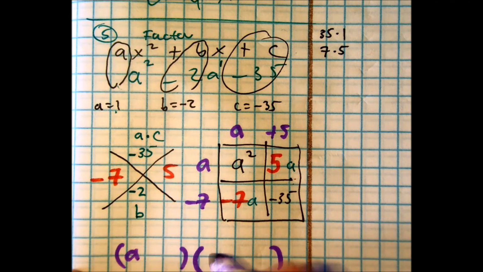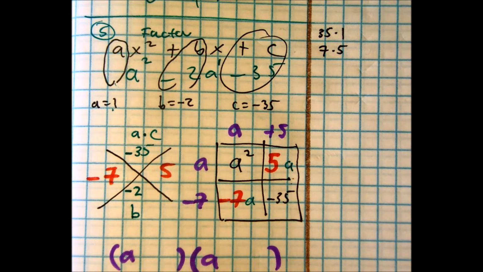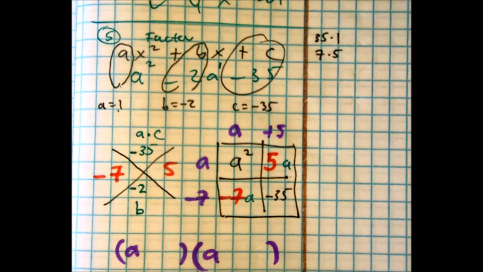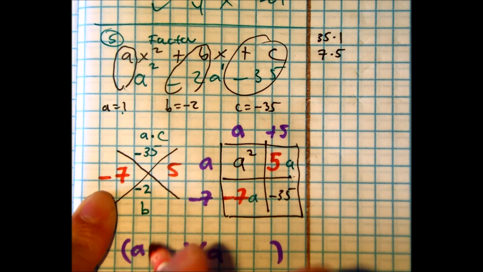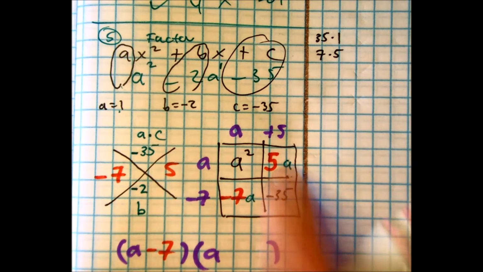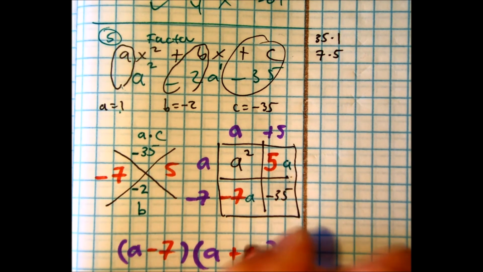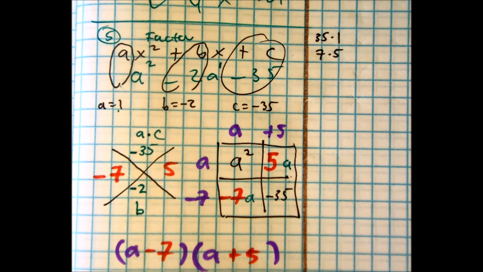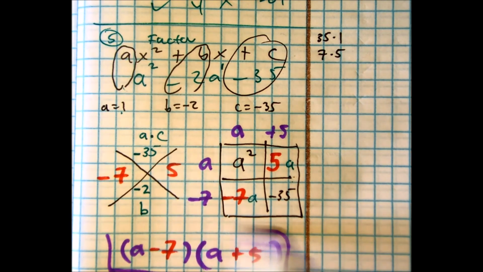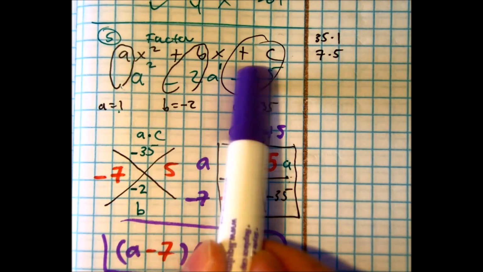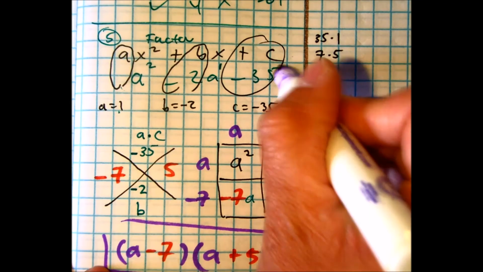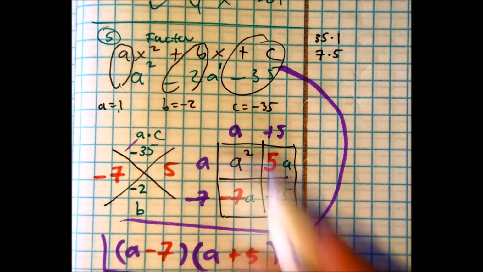My factors are going to be a minus 7. It doesn't matter where you write the minus 7. And the other one, plus 5. And this is my answer. Again, I'm very happy, any math teacher would be happy if you can go from the original problem all the way down to here. This is not showing work.